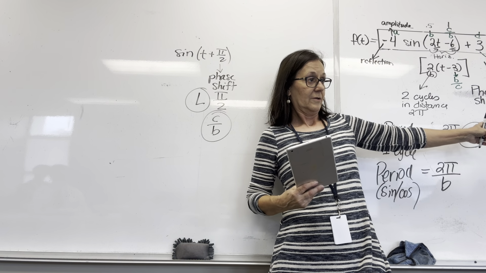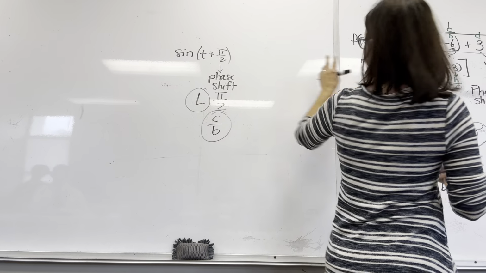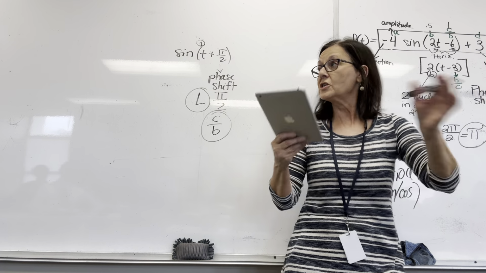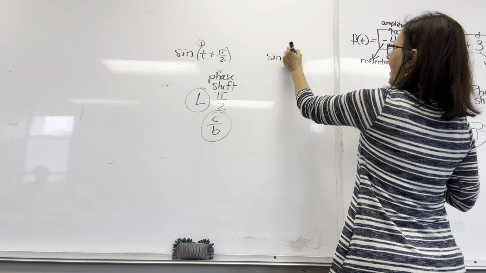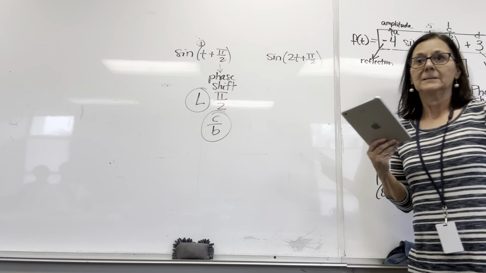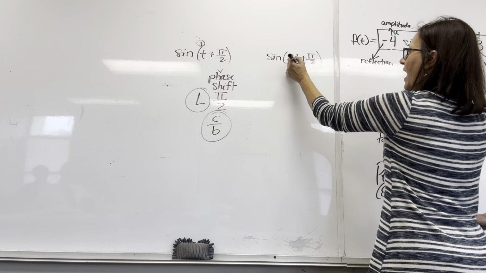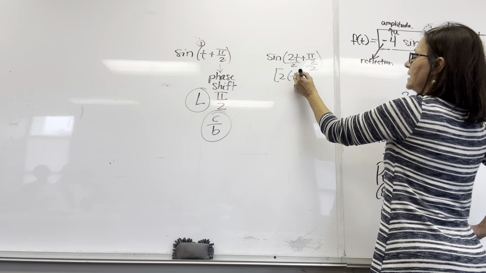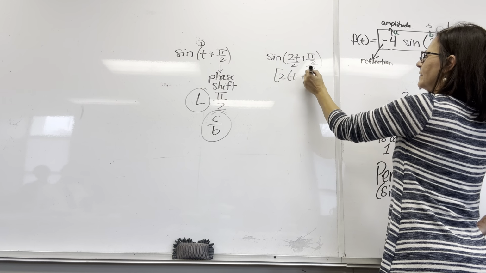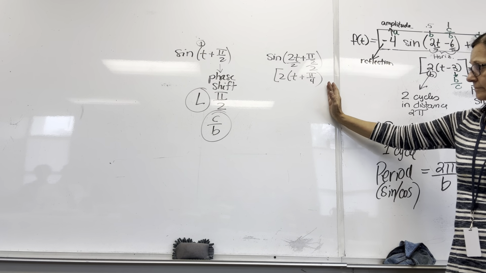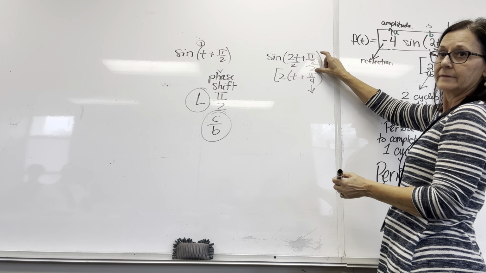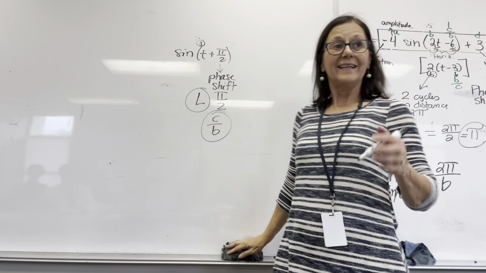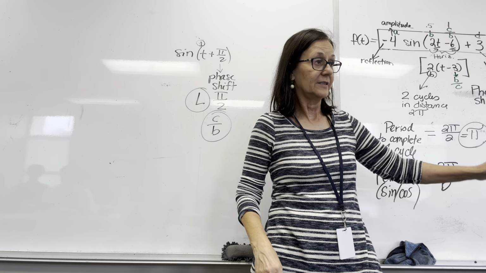Wait, so phase shift is not 1 over B? No, it's just the C over B value. You just have to make sure that the T has a 1. The T has to be a value of 1. So if I had the sine of 2T plus pi over 2, what would I have to do with this one? I have to divide. I have to take that out. So it has to be 2 times T plus pi over 4. Is that right? So just take that value once you've divided by it. Got it? All right. So this is a phase shift. Plus is left, minus is right. Everybody got their notes corrected?